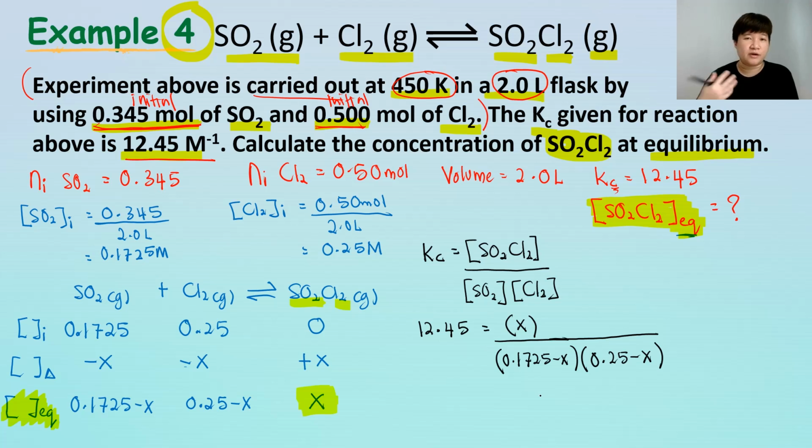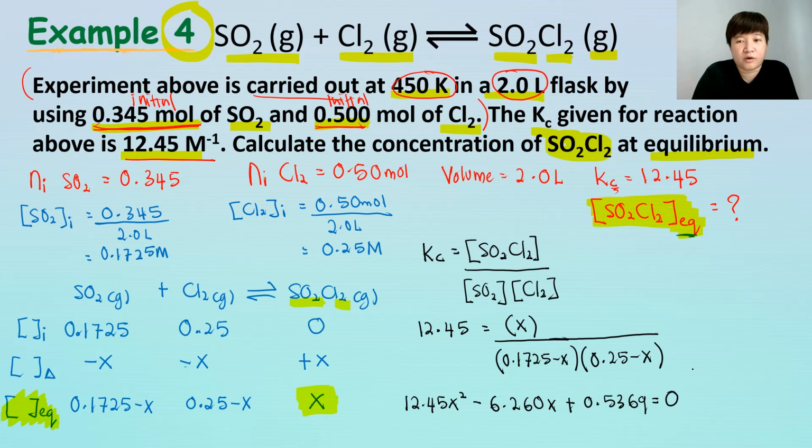So we are playing with a lot of quadratics. It's actually not chemistry over here, it's actually a lot of mathematics, okay? So make sure you can solve your quadratic over here. And the quadratic that you will obtain from this Kc is 12.45 x squared minus 6.260x plus 0.5369 equals 0. That is the quadratic.